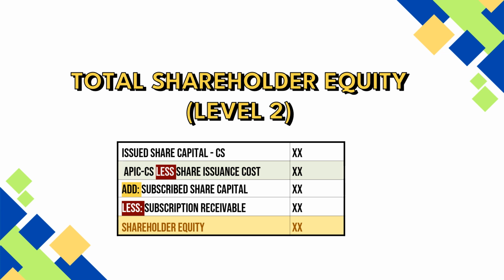Right? So at this point, we will now finish shareholder equity level 2. Ano lang yung dagdag? You will now have the idea of, okay, we know issued share capital. It's in the form of capital stock. We have APIC CS or the share premium. However, kindly take note na pag may share issuance cost, kailangan bumaba yung share premium by that amount. And then you'll have subscribed share capital and subscription receivable.